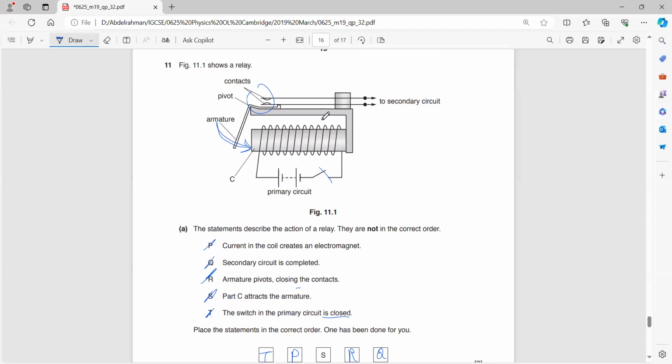That's it. Again, current passes. I have to close the switch first, definitely. When I close the switch, what happens? The current passes through this coil. When the current passes through this coil, it creates a magnet, north and south, for example. This magnet, what does it do? It attracts the armature. When the armature is attracted, what happens? These contacts literally touch. When they touch, they close the circuit and a current passes to the secondary circuit.